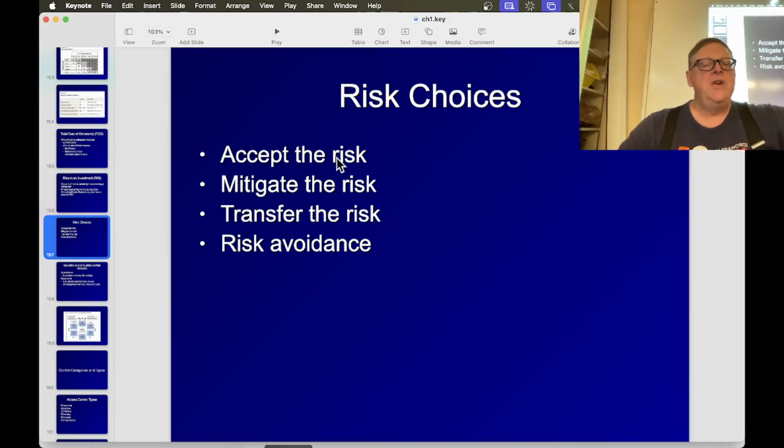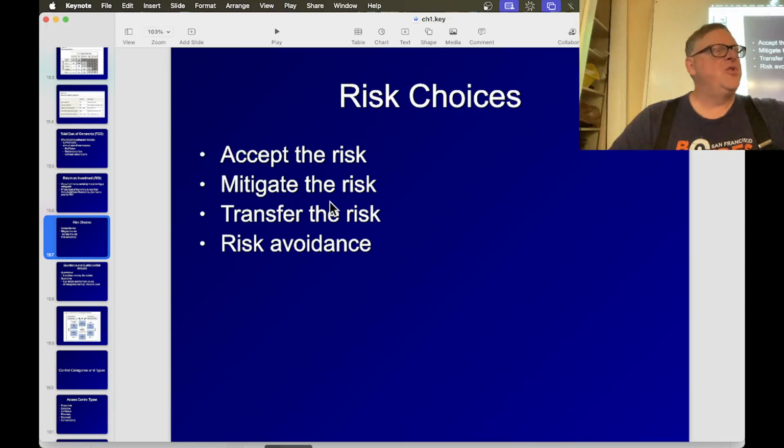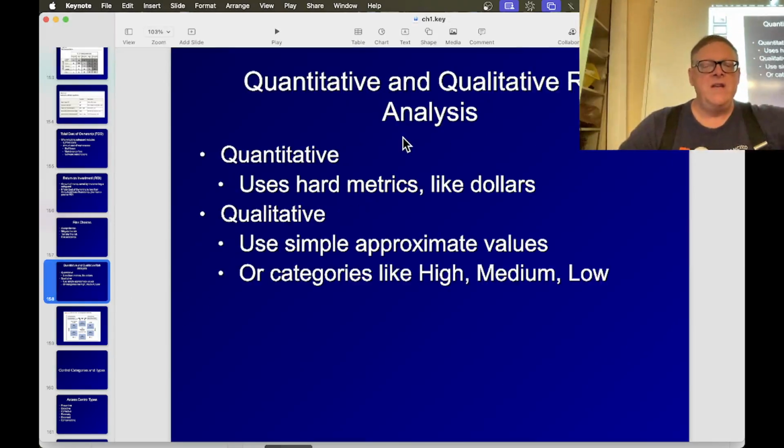So here's your choices. You can accept the risk, do nothing, and let it happen. You can mitigate it, put in some kind of control to lower it. You can transfer it to somebody else by like outsourcing or buying insurance, or you can avoid the risk by changing your process so that doesn't happen anymore. You no longer do that risky activity.